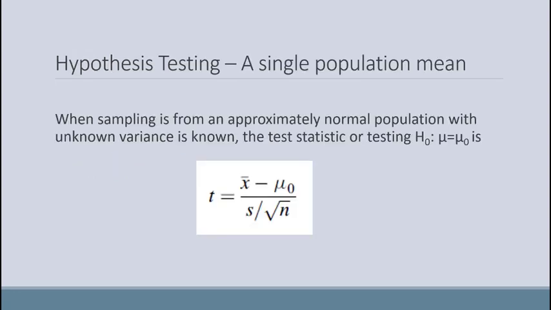As we have already noted, the population variance is usually unknown in actual situations involving statistical inference about a population mean. When sampling is from an approximately normal distribution with an unknown variance, the test statistic for testing mu equal to mu 0 follows a t distribution with n-1 degrees of freedom.